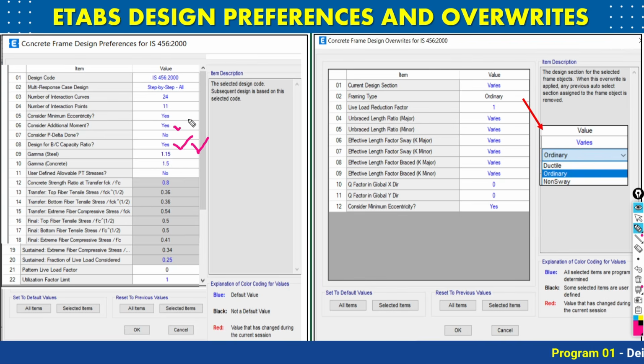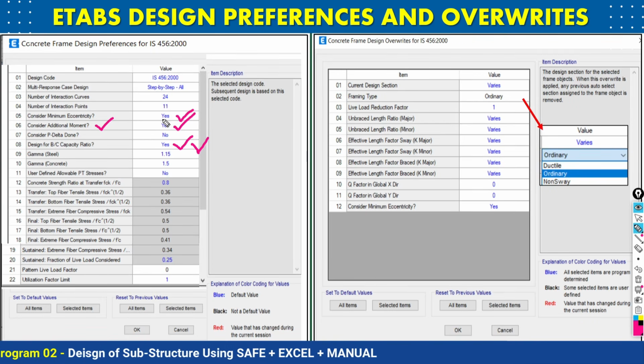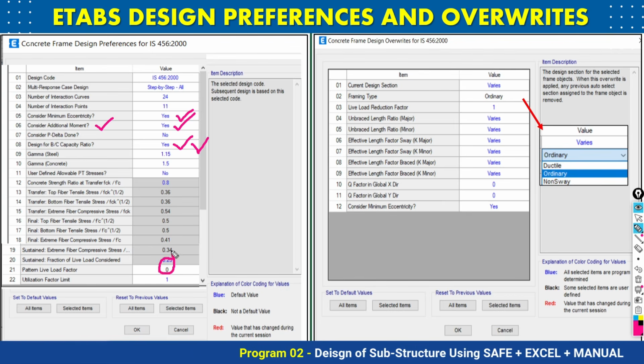What does additional moment mean? If you are not sound with the concept, you cannot implement this. What does minimum eccentricity mean, what will be the impact on the design result if it is yes, what will be the impact if it is no? When to set the pattern live load as 0, when to consider 0.75, when to consider 1, what does the utilization factor limit mean?